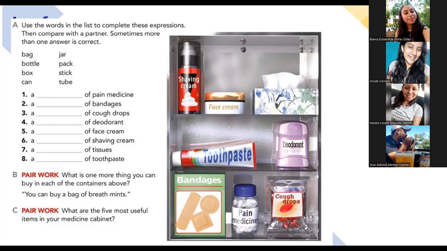First aid kit. Yes, first aid kit, exactly. What are the products that we can see here in the picture? There are toothpaste, yes, toothpaste. Bandage, exactly. Bandages, because it's plural. Pain medicine, very good. Cough drops, deodorant. Deodorant, very good.